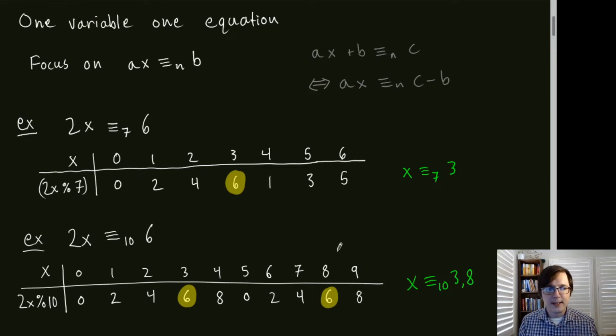Okay, so what we're aiming to understand is why the first congruence has only one solution and the second has two. The other thing is, can we find these solutions without doing anything brute force, like by making a full table? So that's our immediate goal.